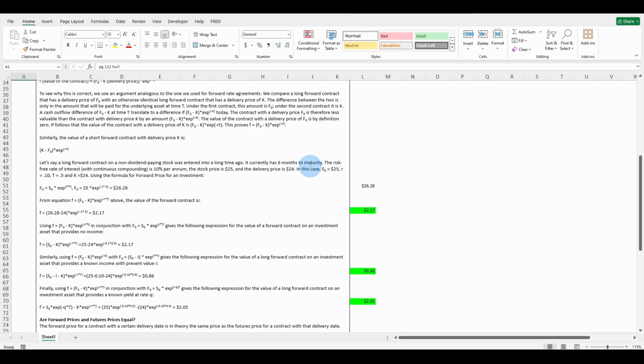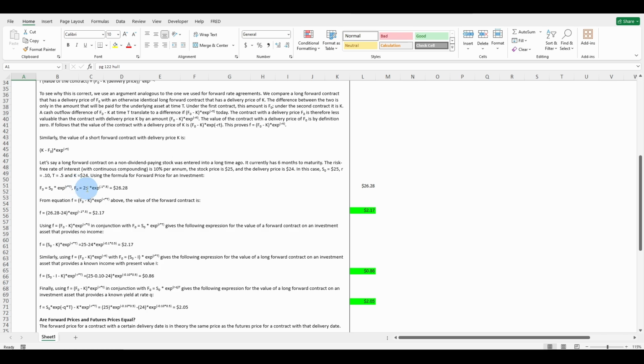In this case, S0 is equal to 25, R is equal to 10%, T is 0.5, and K is 24. Using the formula for forward price for an investment asset, F0 is equal to S0 times e to the power of RT.